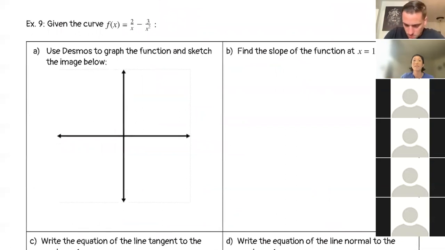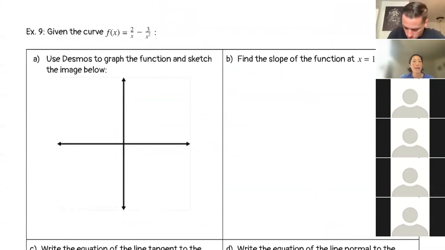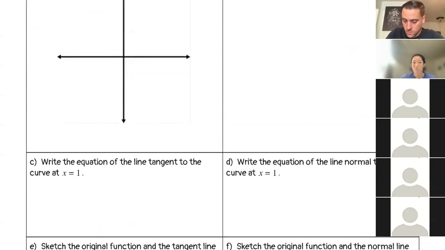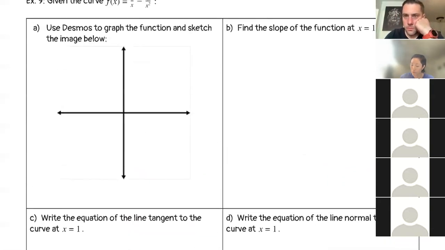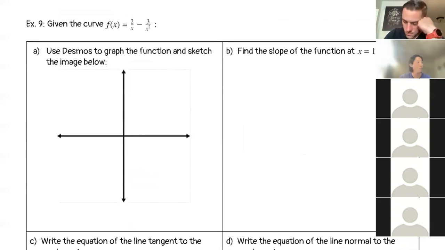All right, so given the curve 2 over x minus 3 over x squared, we're going to walk through graphing the function, finding the slope, writing the tangent line equation, the normal line equation, and then we're going to finish by drawing what we found on the 2 graphs below. Okay. So we have that 2 over x minus 3 over x squared.